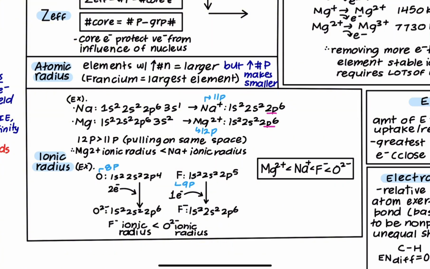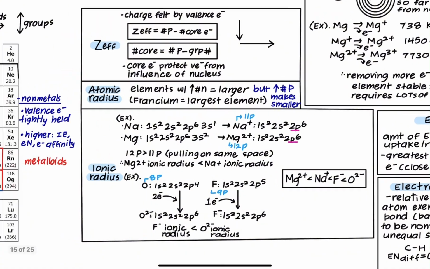No, because magnesium has more protons than sodium. And what do those protons do? They pull in those electrons. So magnesium's ionic radius is smaller than sodium's ionic radius. You can observe that if they're pulling on the same amount of space, the ion that has more protons has a smaller ionic radius. This is the trend for ionic radius.